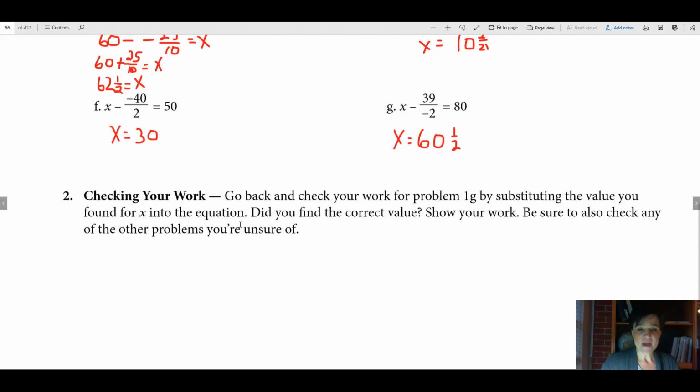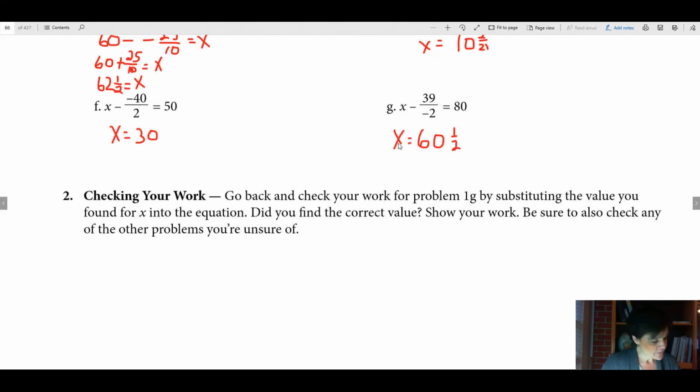Now it says to go back and check your work for problem 1G by substituting the value you found for X into that equation. Did you find the correct value? Show your work. Be sure to also check any other problems you're unsure of. So this one, we got 60.5 for X. So basically, you're just going to rework the problem. You're going to take 60.5 and put it here and subtract 39 over -2 equals 80. And then just work the problem and see if it comes out to be 80 equals 80. It should, because this is the correct answer.